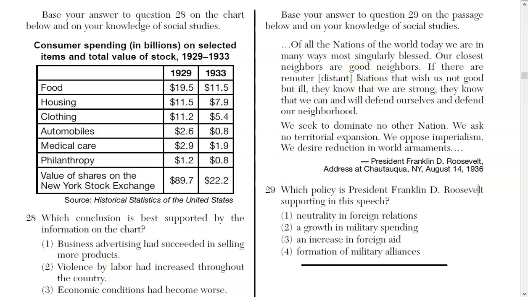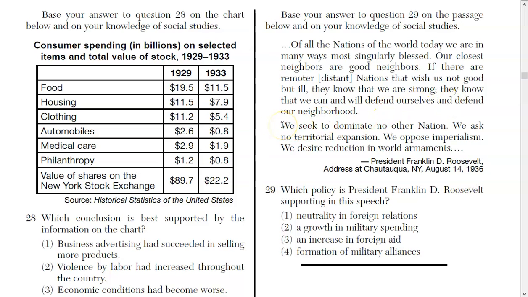So what he's talking about is places perhaps like Japan and Germany. We're nowhere near the war yet, but you can hear the rumblings. And he's saying, don't worry, they are aware how powerful and strong we are, and that we will stand up for ourselves and our neighborhood, meaning Central and South America. So we don't have to worry about them coming after us either. They may not like us, but they're not going to come after us.